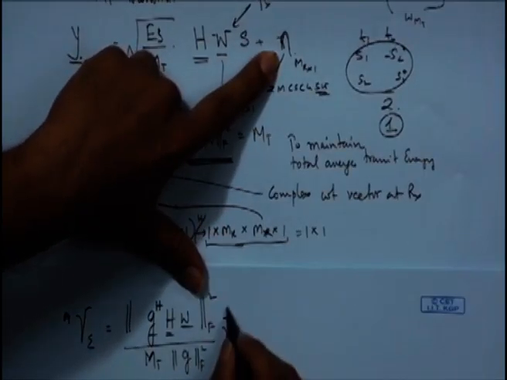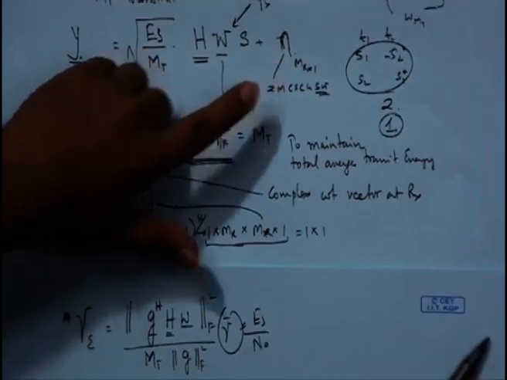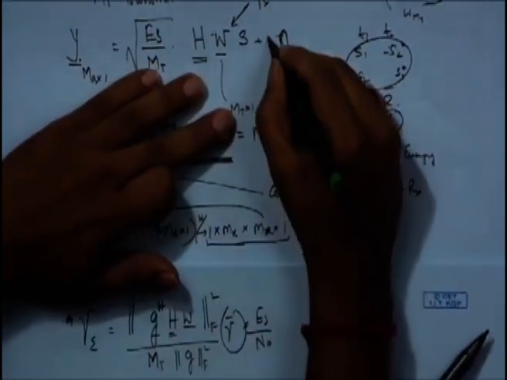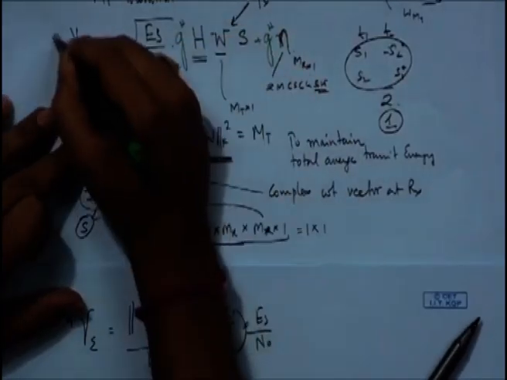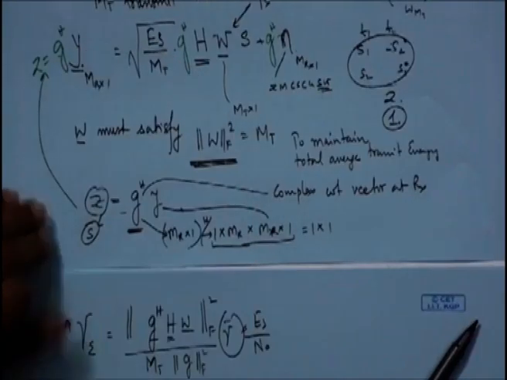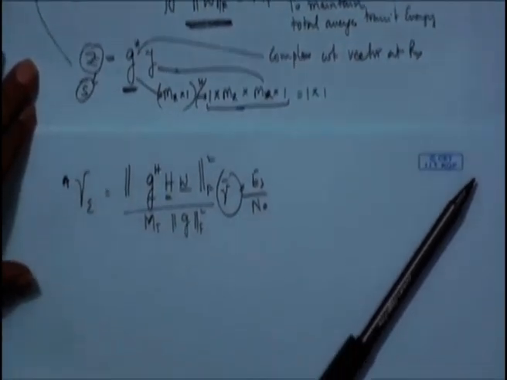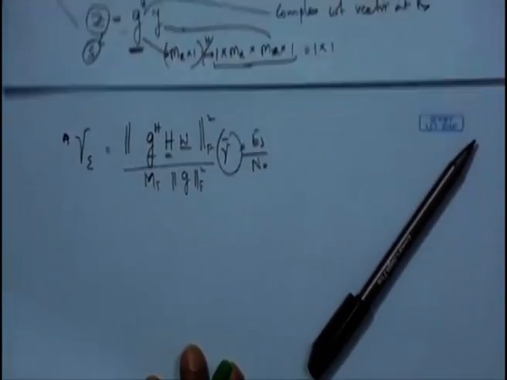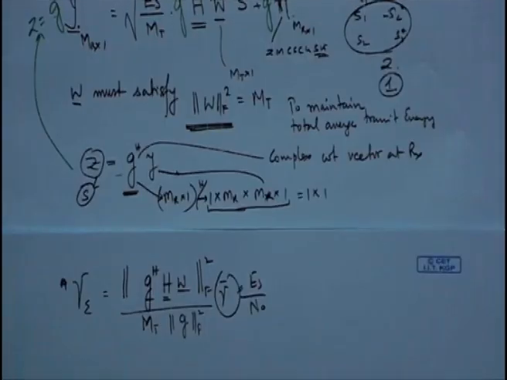So I could have written this as Es by N naught times G Hermitian, from this product there would be a G Hermitian here. I could put it that way, and then it will be easier to capture. So this is what we have. So therefore we move on with the expression that we have here.